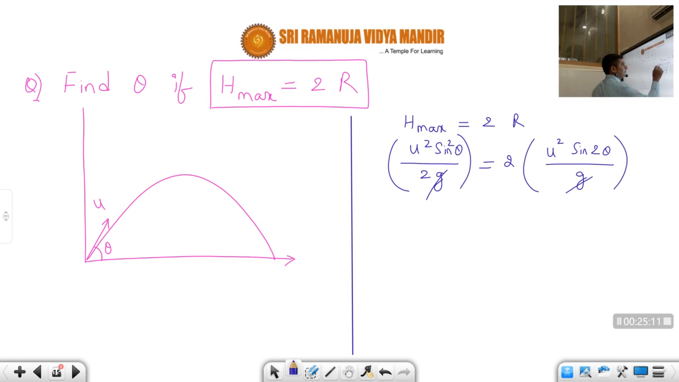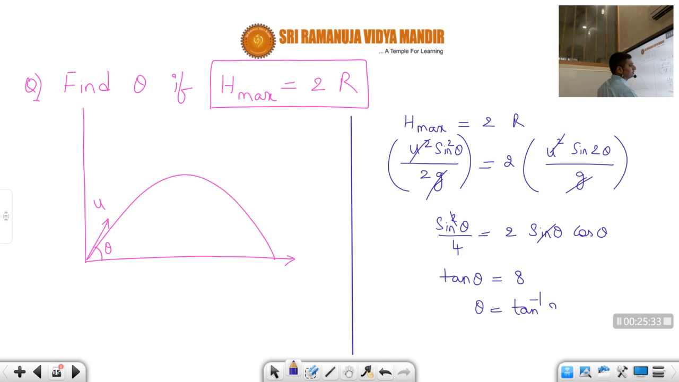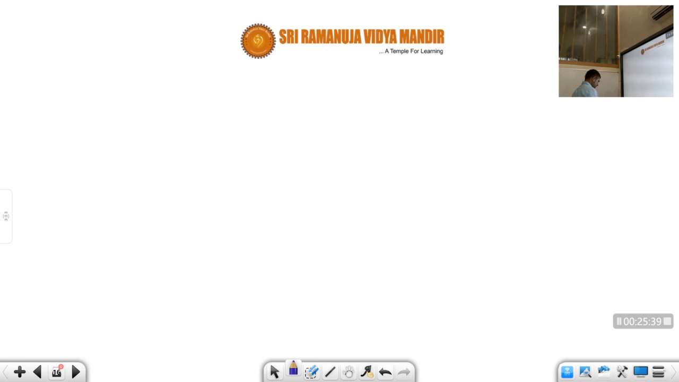Now g will get cancelled. u square also will get cancelled. Now sine square theta by 4 is equal to sine 2 theta, which I can write as 2 sine theta cos theta. Now one sine theta will get cancelled. So sine theta by cos theta will be tan theta is equal to 8, or theta is equal to tan inverse 8. Okay, students, so like this we have to do.